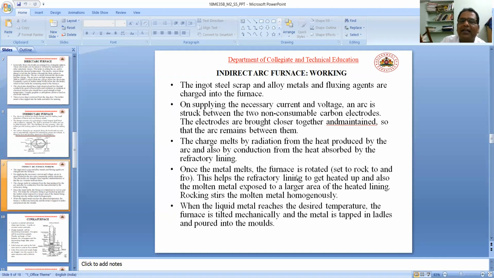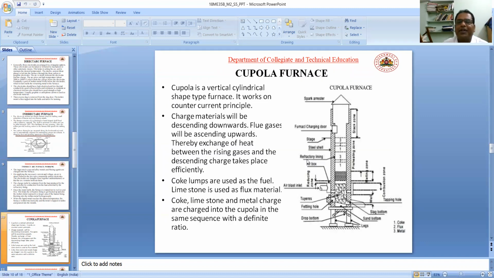This is the indirect type furnace. Next furnace is the cupola furnace. This is an important furnace for examination. Construction features: you can see the diagram.